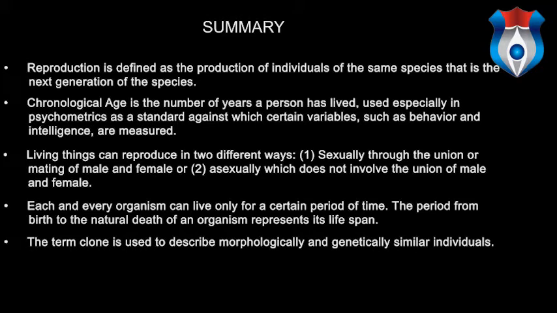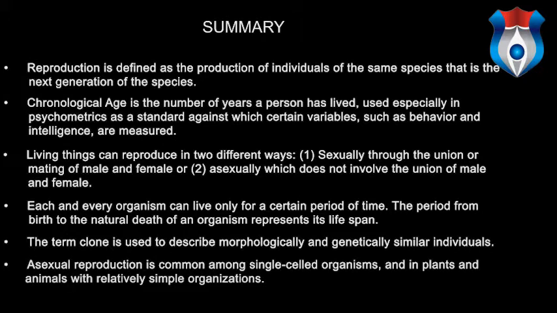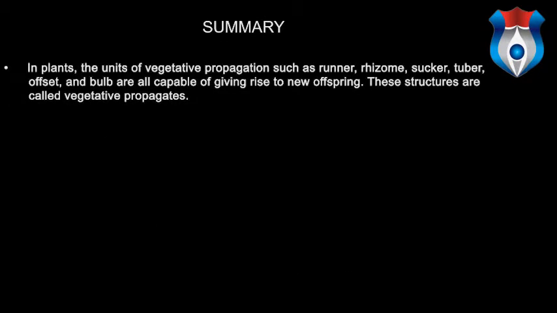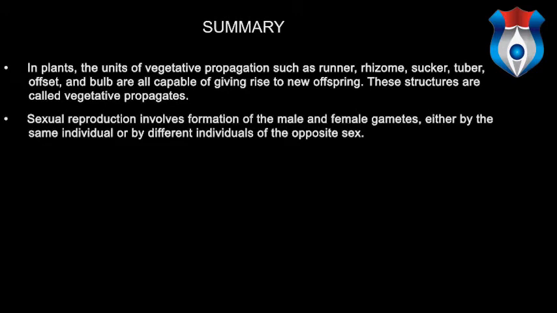The term clone is used to describe morphologically and genetically similar individuals. Asexual reproduction is common among single-celled organisms and in plants and animals with relatively simple organizations. In plants, the units of vegetative propagation such as runner, rhizome, sucker, tuber, offset and bulb are all capable of giving rise to new offspring. These structures are called vegetative propagules. Sexual reproduction involves formation of the male and female gametes either by the same individual or by different individuals of the opposite sex.